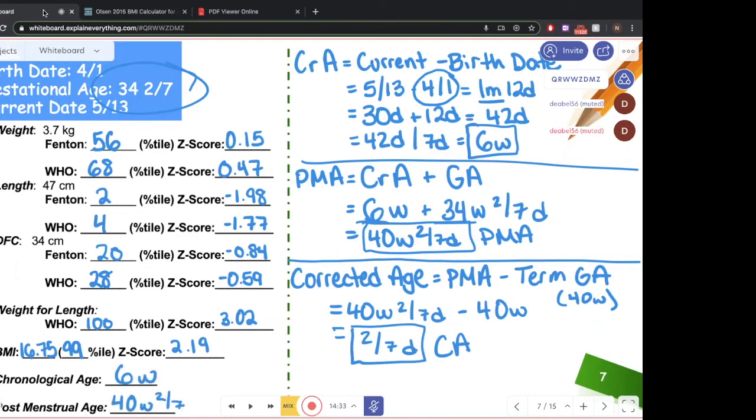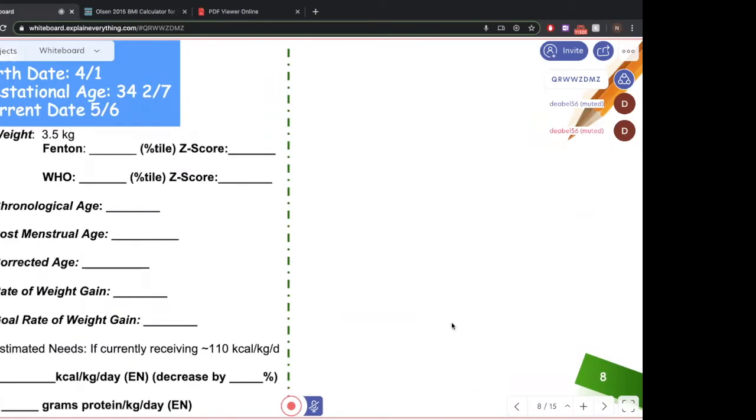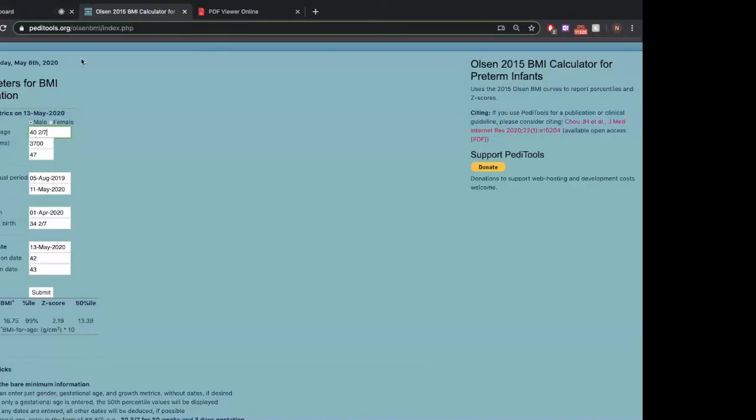Perfect. So let's move on to the next part of the question. Here we have to calculate the percentile and z-score for weight again. The difference is that this is 1 week prior, it's May 6th, and the weight was a little lower. So let's see where they were at this point in time. We're just going to go back to Fenton and the PD tools.